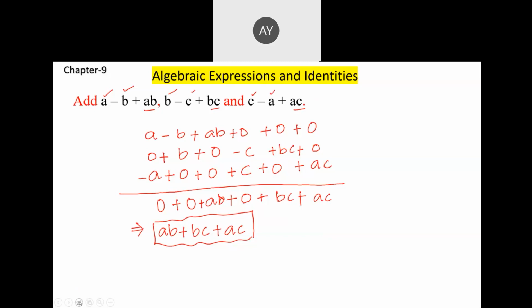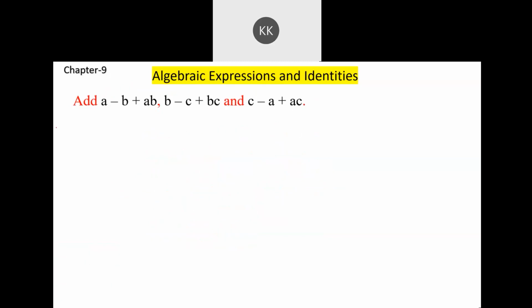This is one method of solving. The other method is we can write them one beside the other. Say if I write like this, a minus b plus ab plus b minus c plus bc plus c minus a plus ac. Now the important thing is to write the like terms together, meaning we will do grouping.